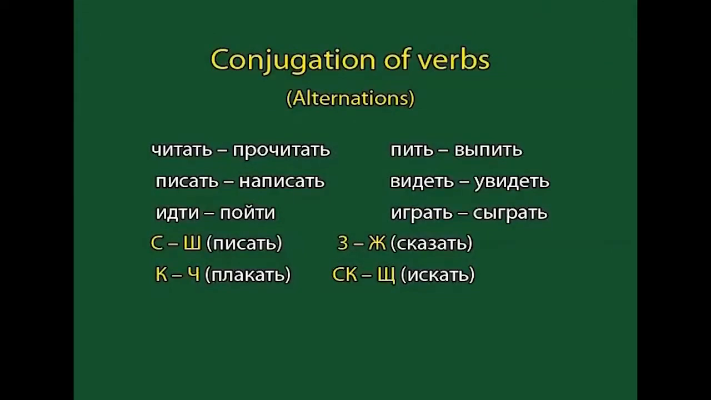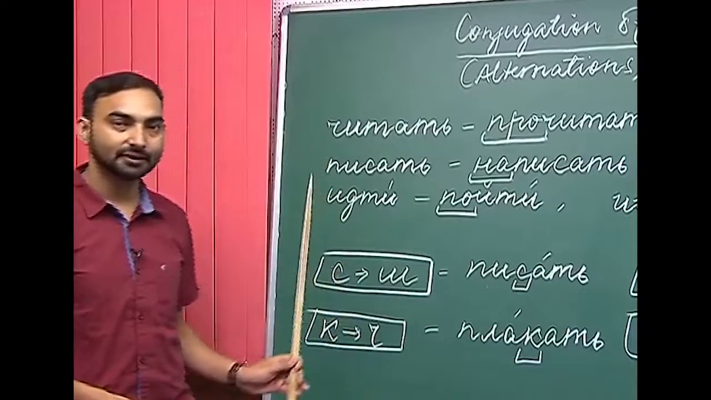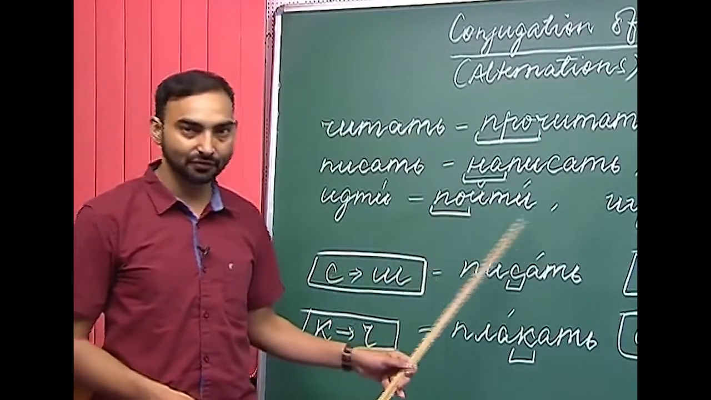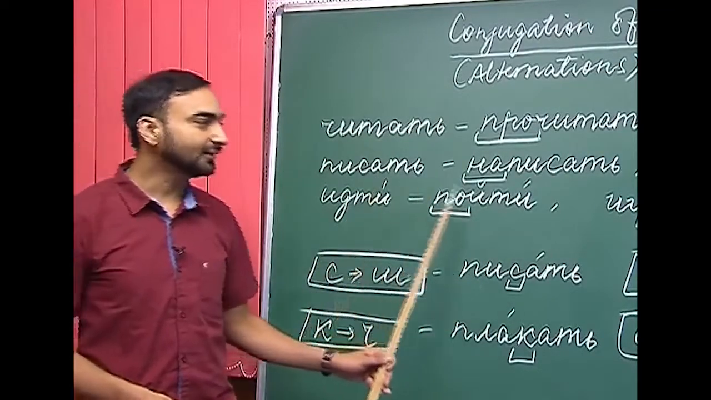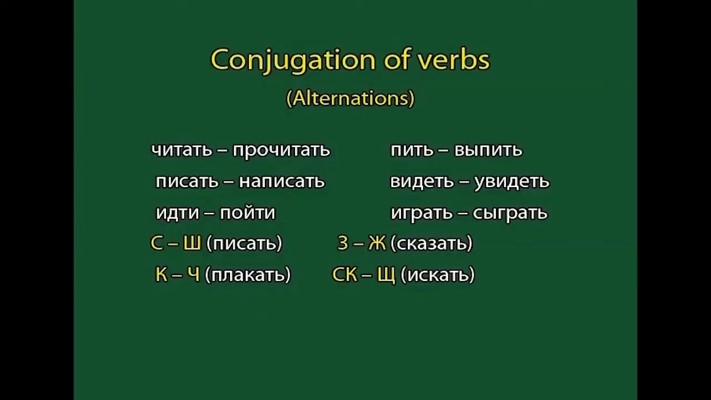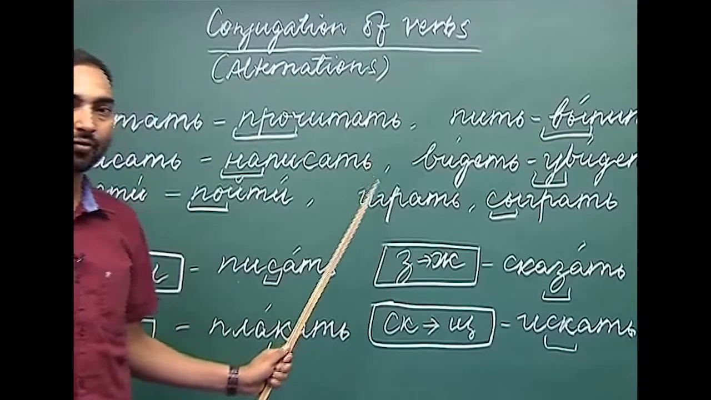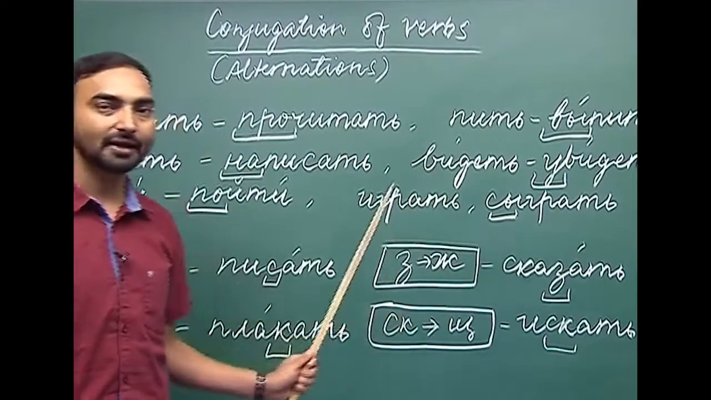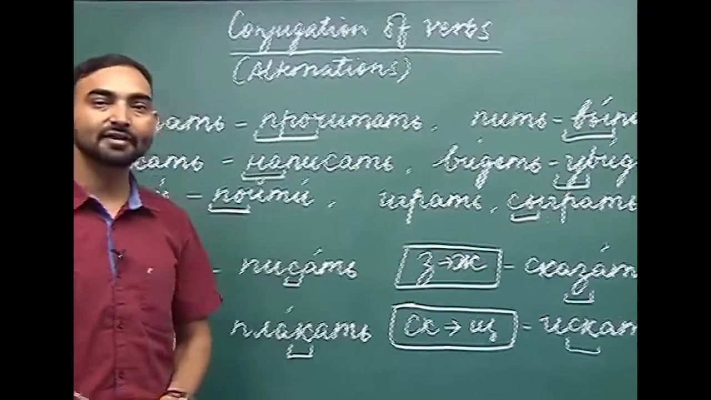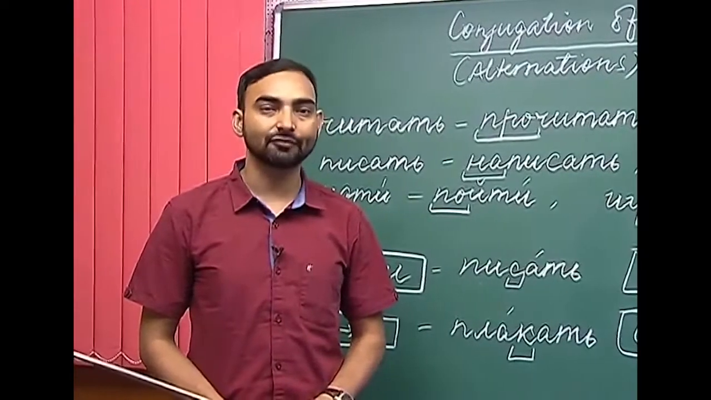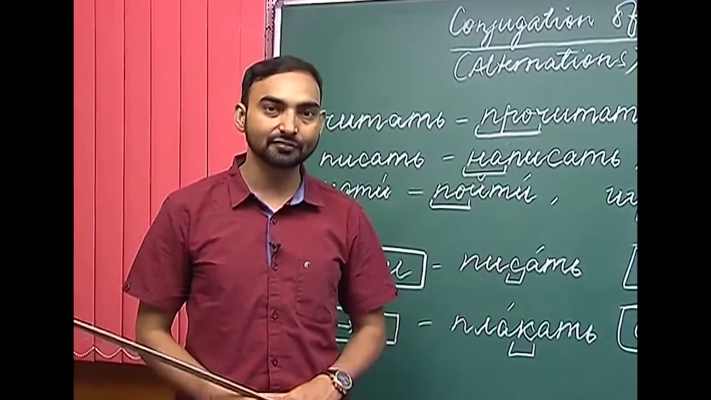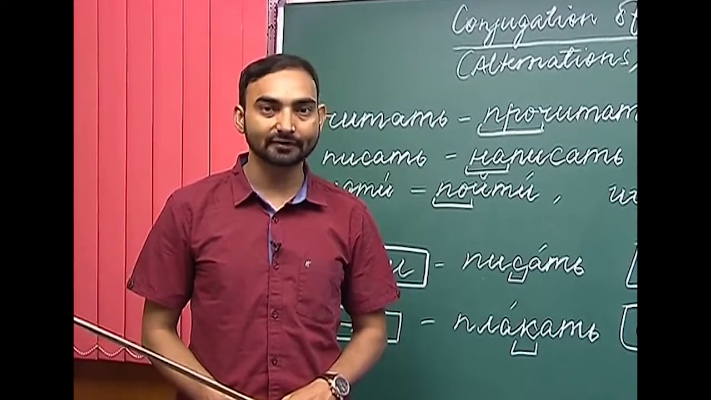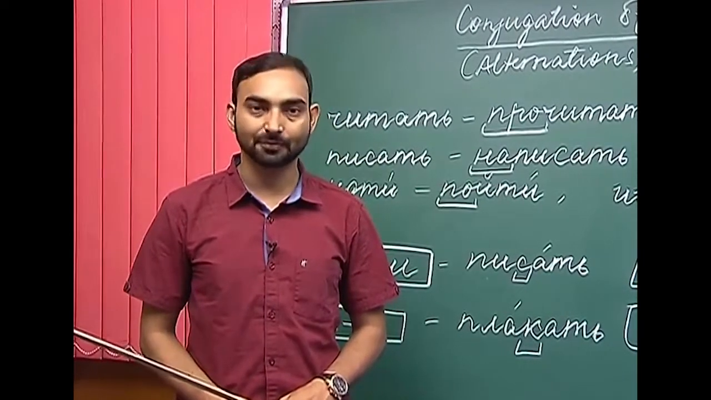Ichi, ya idu, ya paidu, ti idiosh, ti paidiosh, onana idiot, onana paidiot, ani idut, ani paidut. Igrat, ya igrayu, ya sigrayu, onana igrayet, onana sigrayet, mi igrayem, mi sigrayem, ani igrayut, ani sigrayut. So, this is how we conjugate the perfective aspect of verbs which are formed by adding prefixes to the imperfective aspect. Now, there are some alternations of consonants that happen when we conjugate some of the verbs.